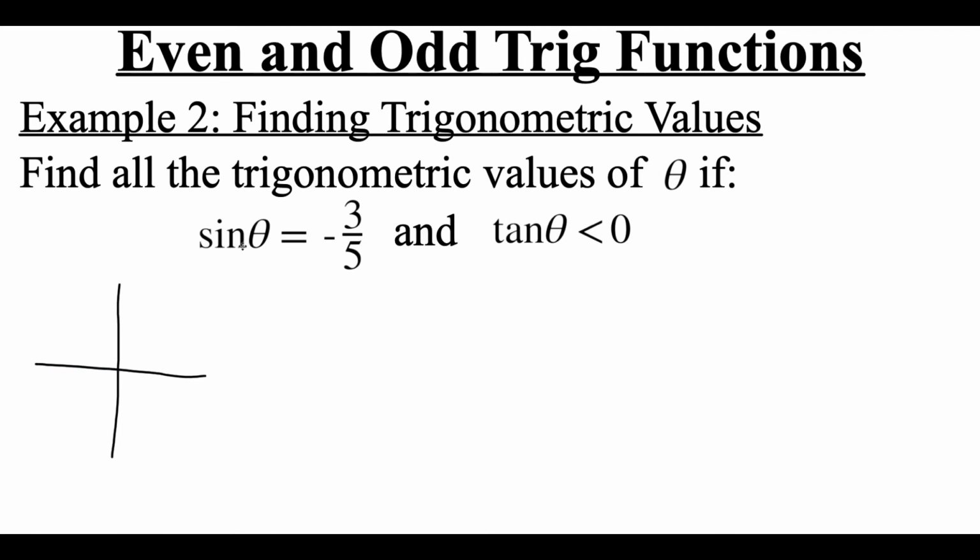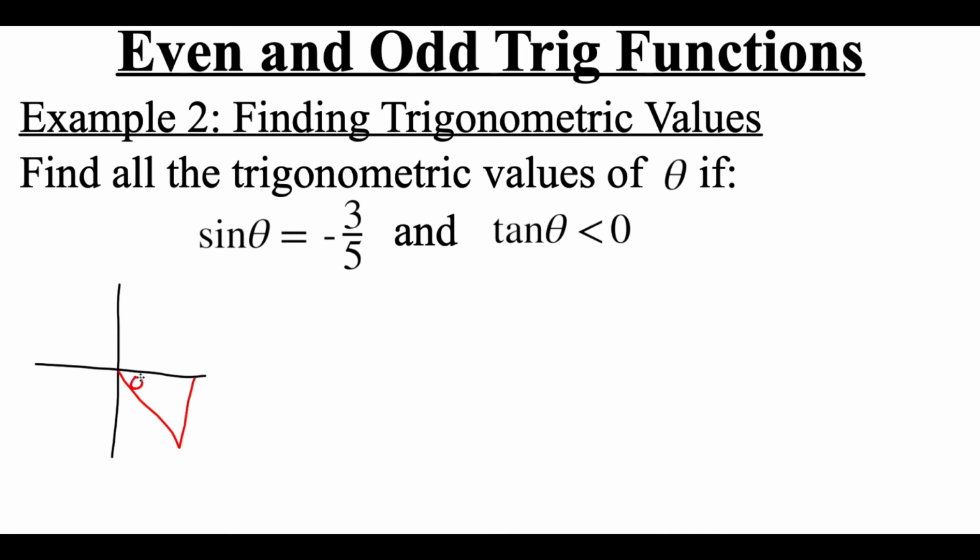Because I'm told that the sine value is a negative value, sines deal with the y values, and y values are negative on the bottom below the x-axis. So we're either in the third or the fourth quadrant. This second piece of information is going to help us determine which of those quadrants we're in. As far as the tangent being negative, the tangent is negative in the second and fourth quadrant. So the overlap between those is going to be in the fourth quadrant.